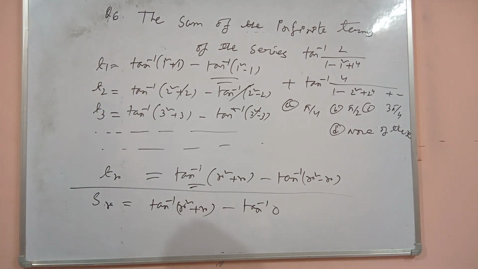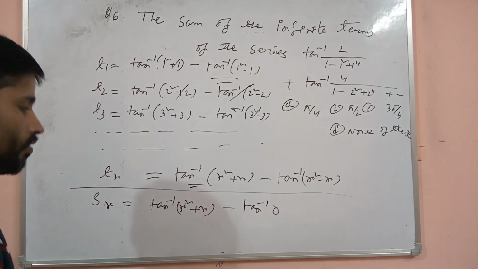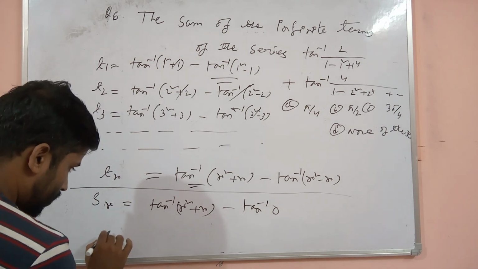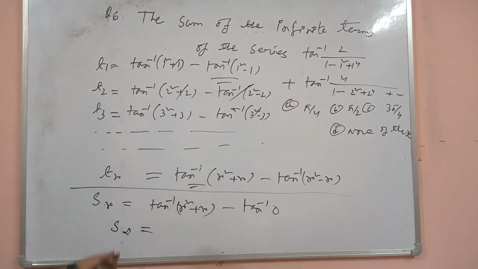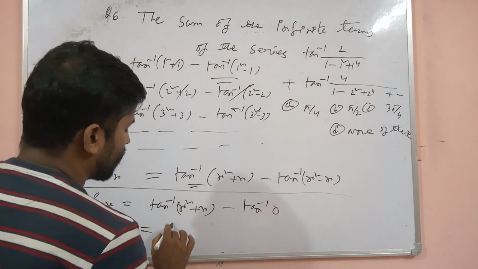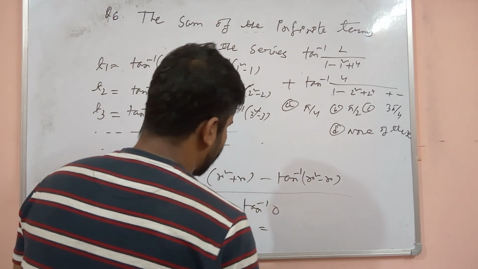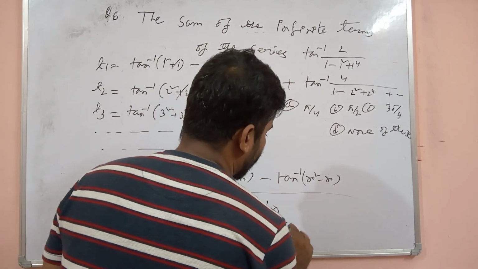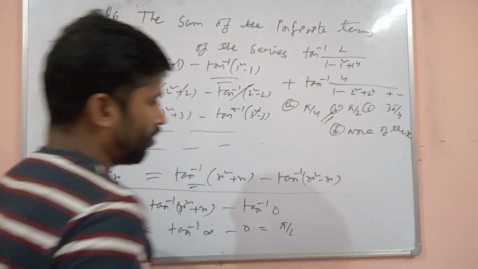Okay, so as we are asked to find the sum of infinite terms, r is hugely large. So if r is hugely large, it would be the suffix infinite. So it is tan inverse of this minus 0, meaning tan inverse of infinity. The value of tan inverse of infinity is equal to pi by 2. So its ultimate value is pi by 2.